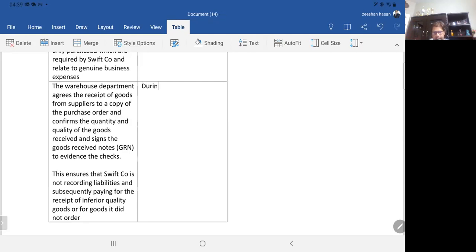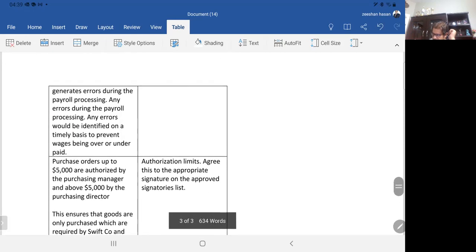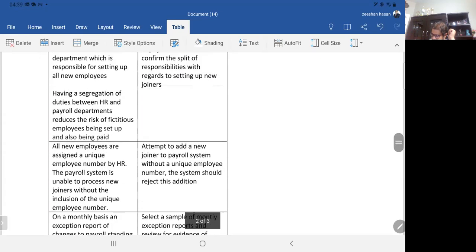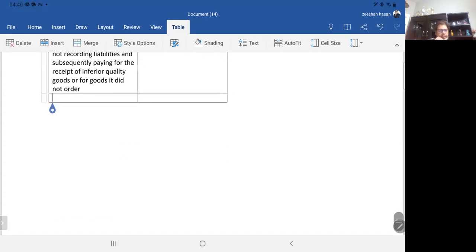Okay, so now my test of control, right? During the interim audit, observe the warehouse department when receiving goods to understand the level of checks being undertaken. So far, how many did we get? 2, 4, 6, 8, 10, 12. That means we need 2 more marks. Bingo.